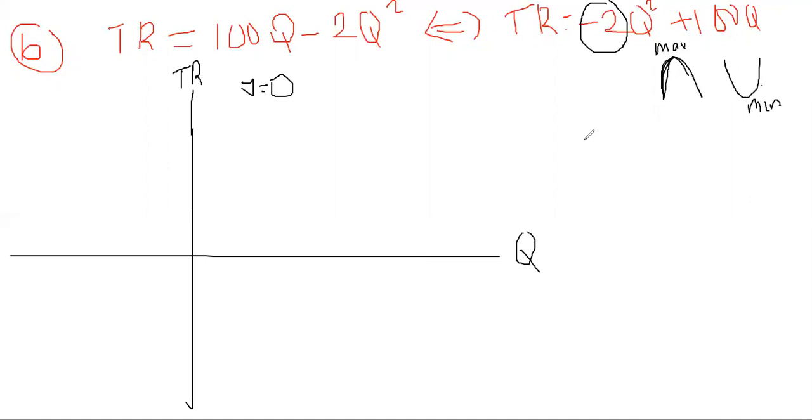So what we need to do is, first, we know that the graph will start here. If the constant is 0 in total revenue, the graph will always start here, and we know the shape will be like this. So it will be something like this. The important point is that this is the y-intercept, which is 0. We need to find this.